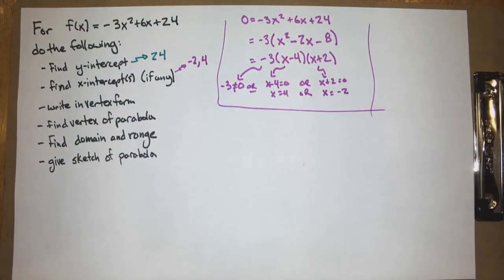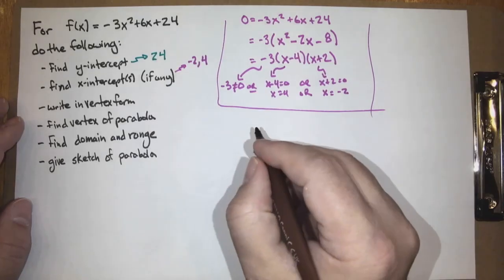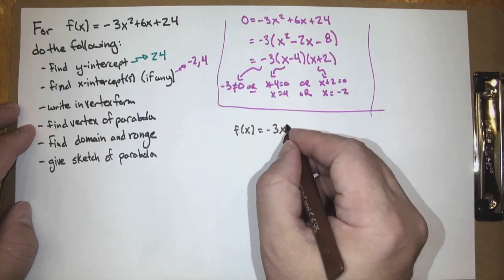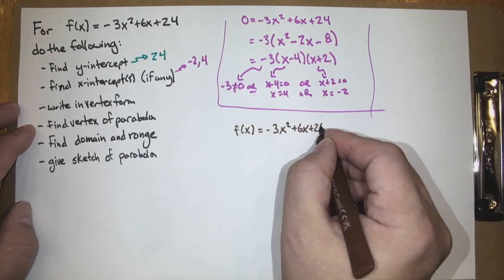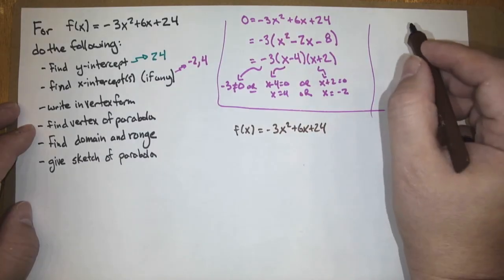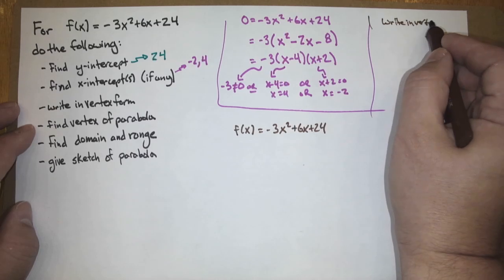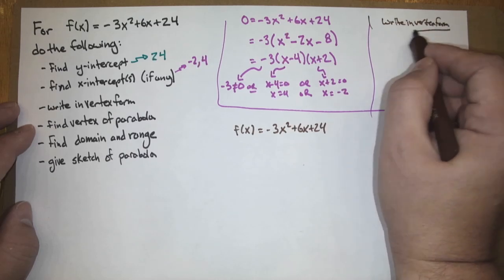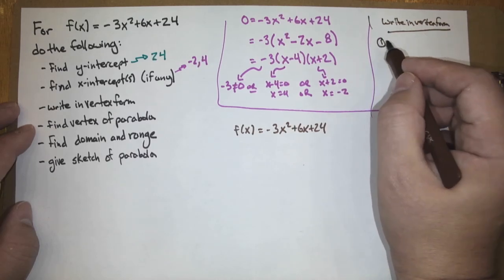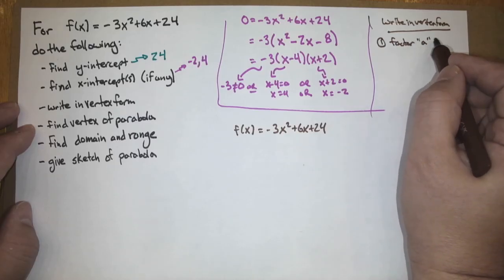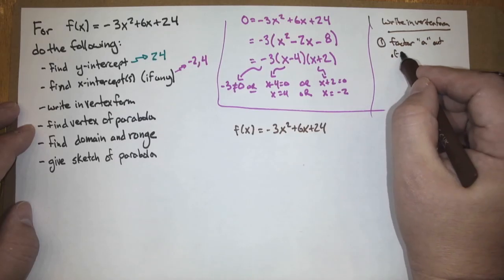All right, so we have that information. Write it in vertex form. So now we're going to go through and do completing the square. So we have our f of x equals negative 3x squared plus 6x plus 24. Okay, so what's our process to write in vertex form? I'll just give some useful steps, at least what I find useful. Factor the a out of the first two terms.